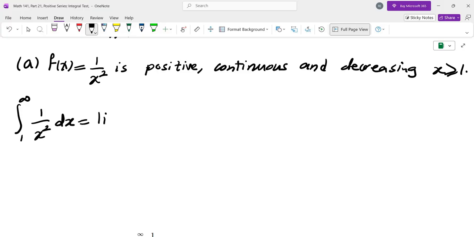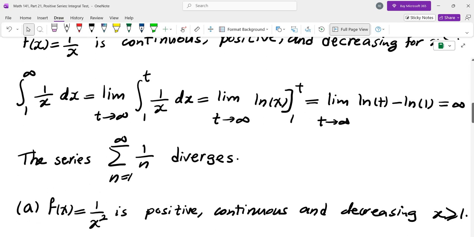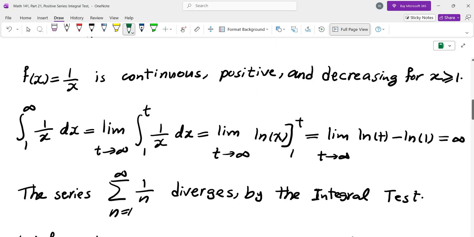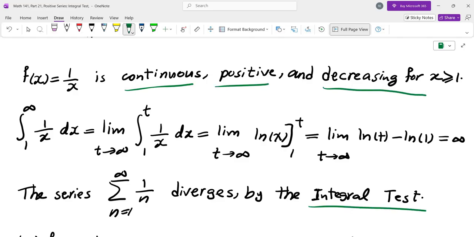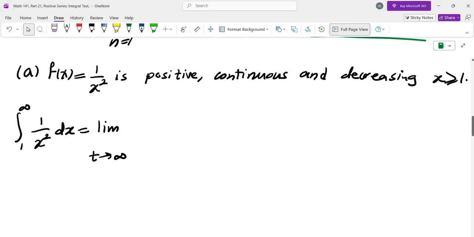So this is the limit as t goes to infinity. And by the way, we will have to also mention what test we are using. So I'm going to mention that this is true by the integral test. Anytime you're using a test, you have to mention the test that you're using and you have to check the conditions. The conditions are continuous, positive, decreasing, and I also mention that I'm using the integral test. So let's evaluate this one.